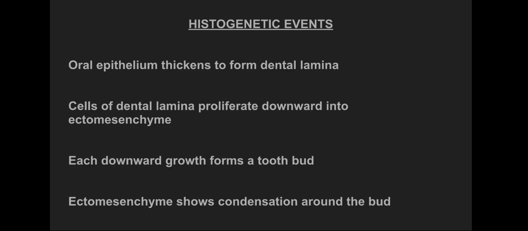Next are the histological events. What events can you see in the bud stage? Oral epithelium thickens to form the dental lamina. Cells of the dental lamina proliferate downwards into the ectomesenchyme. Each downward growth forms a tooth bud. Since everything grows downward and looks like a bud, it is called a tooth bud. The ectomesenchyme shows condensation around the bud.